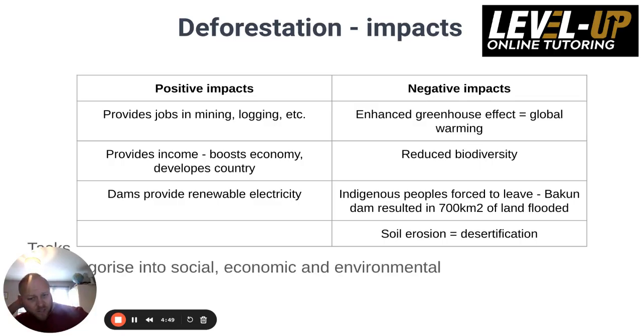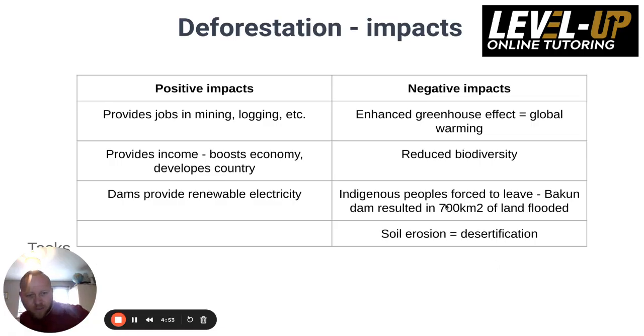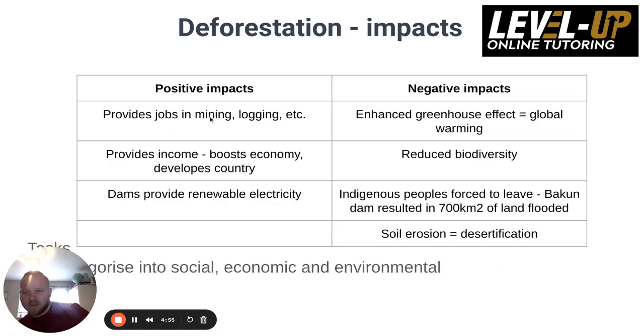Okay, so with this, I would get students again thinking of categories. Some of these are social, like people. Some of them are economic, like jobs and income, and some are clearly environmental, like global warming and reducing biodiversity. And I'd be getting students to think about, what do you think is the most significant impact? What do you think is the best thing about deforestation? What do you think is the worst thing? What's going to have an impact on a local or national scale? What's going to have an impact on a global scale, like global warming?